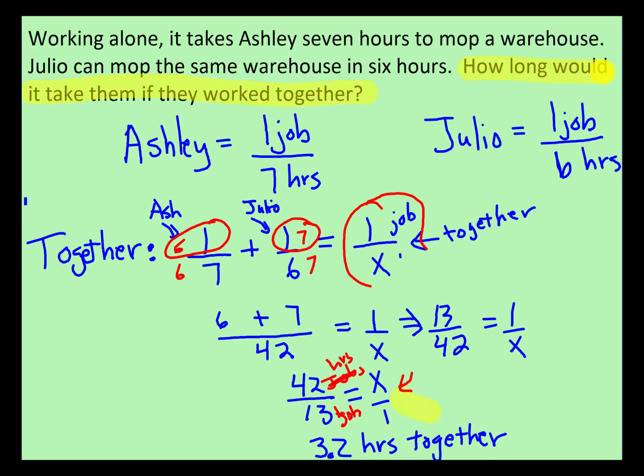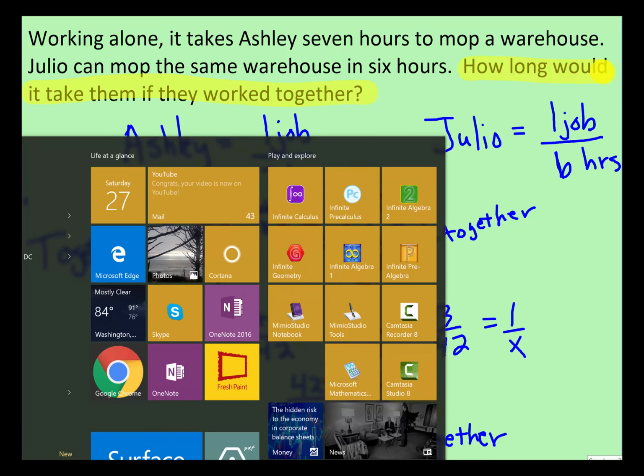And they completed that one task when they worked together. Now, this is assuming that they kept the exact same pace as when they were working alone. So when they worked alone, that was their rate: 1 job in 7 hours, 1 job in 6 hours. If they kept that exact same pace and they worked together, then it would take them 3.2 hours to do the 1 job. All right, that's it for the work problems.